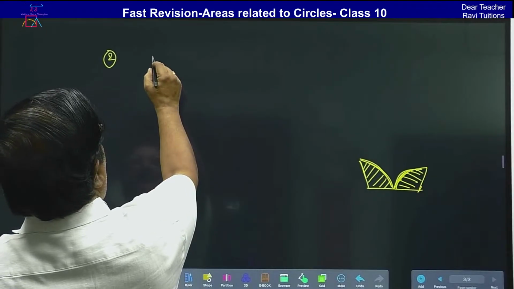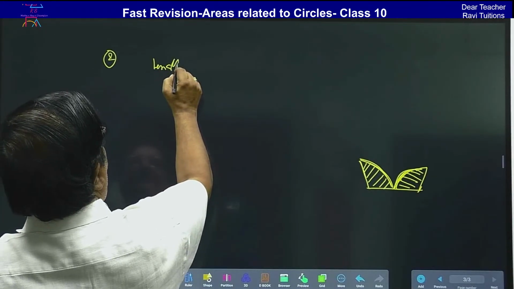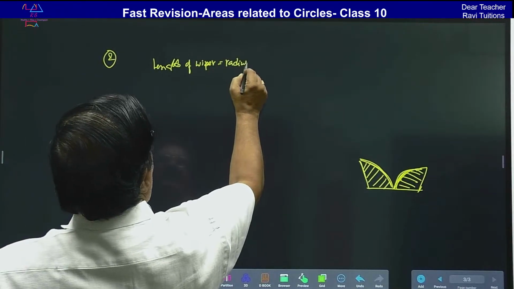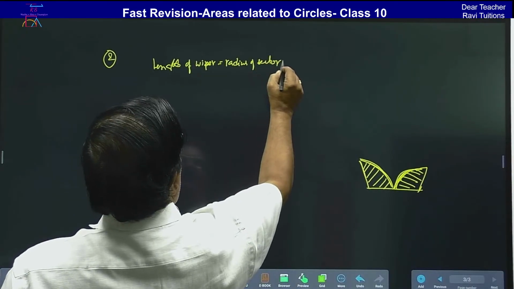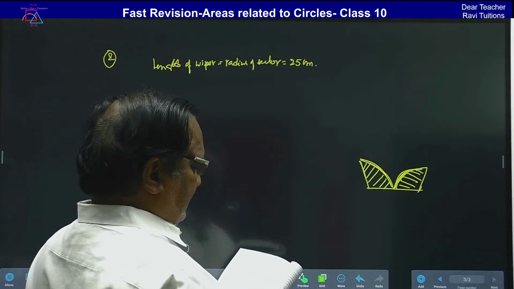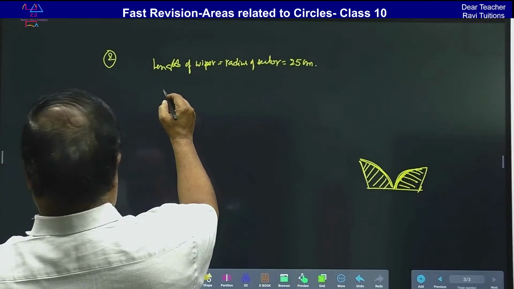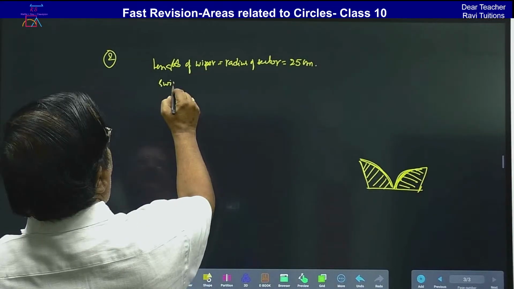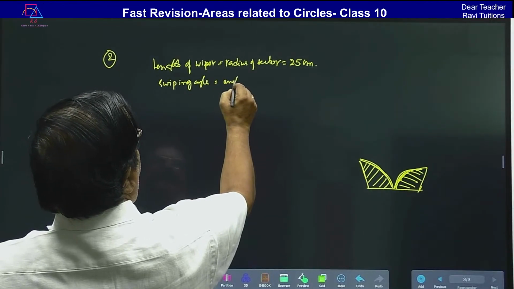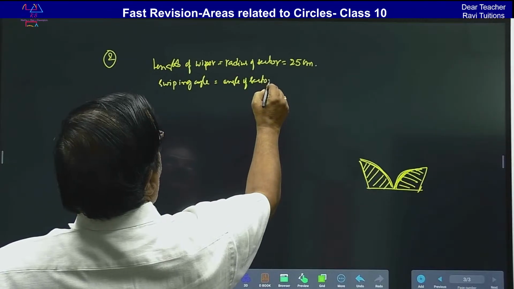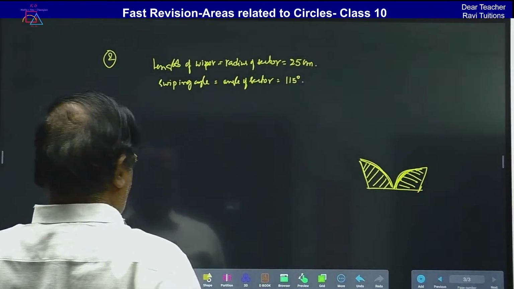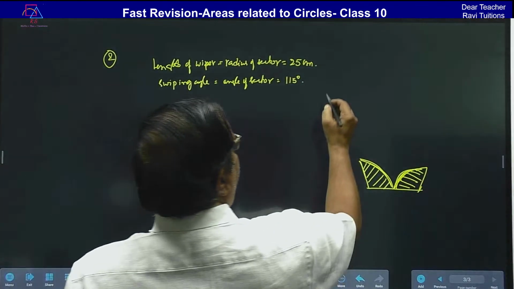Let me write: length of wiper, which is equal to radius of sector, which is equal to 25 centimeters. And swiping angle is equal to angle of the sector, which is equal to how much? 115 degrees. Find the total area cleaned.